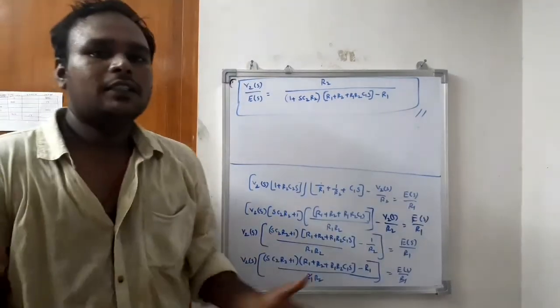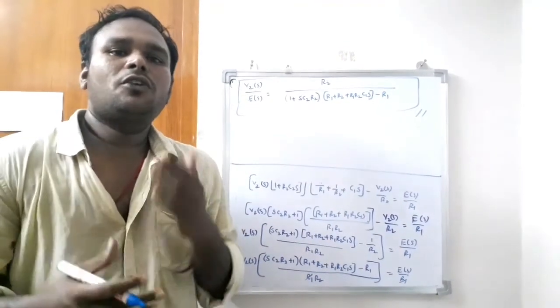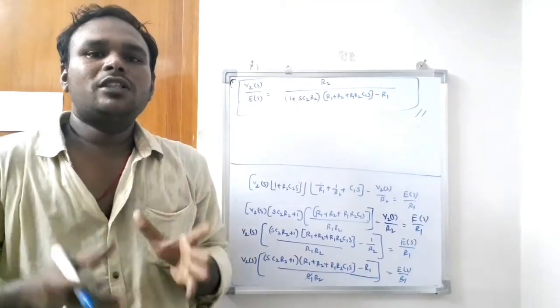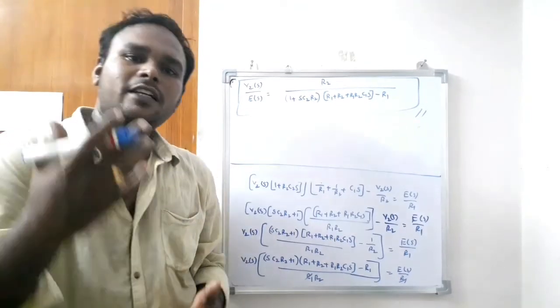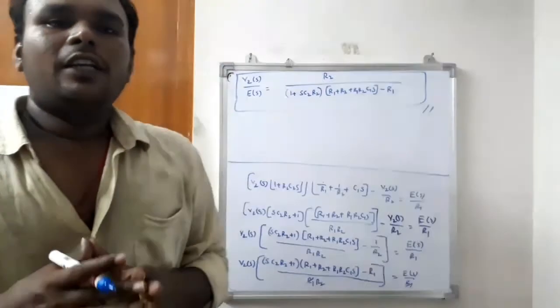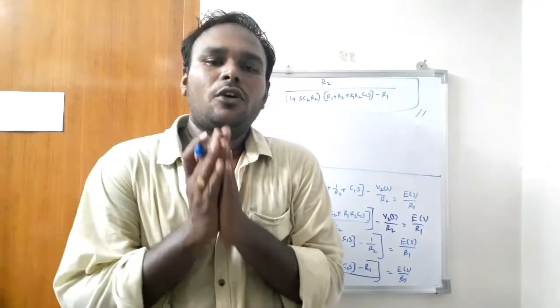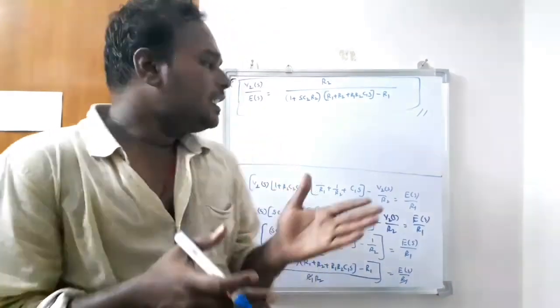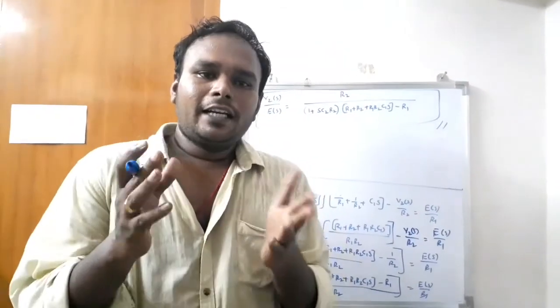So friends, this is the method to find the transfer function of an electrical system by using the voltage-current relations, by applying Kirchhoff's voltage law or Kirchhoff's current law according to the given circuit. We can use those laws to find the transfer function of the system. So it is one of the easiest methods to find the transfer function of an electrical system.